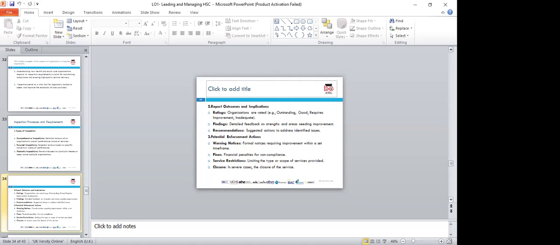Yes. So let's look at potential enforcement actions. Warning notices as well. Formal notices require improvement within a set time. This is when they move to the next stage, when they continuously raise concerns and continuously nothing is changing, isn't it? Then they can give you warnings. Then those warnings can lead to fines, financial penalties for non-compliance, isn't it?